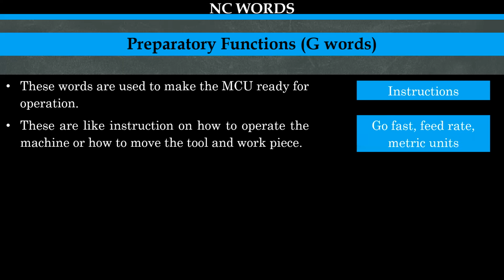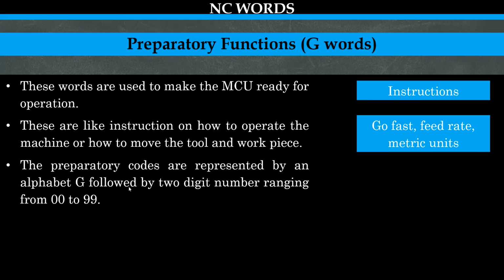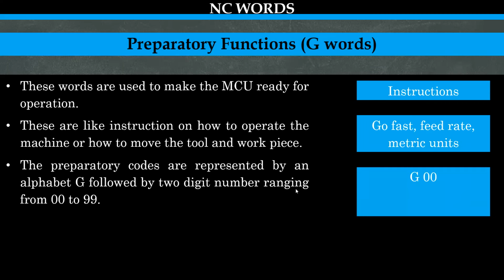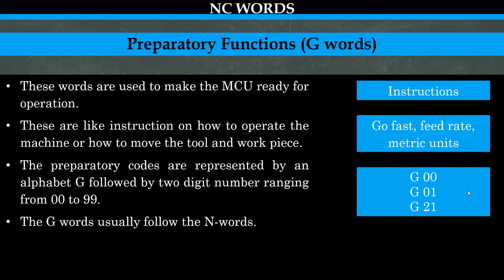Sample instructions are: giving instruction to the tool to go fast, telling the machine that the feed rate of the tool should be this much, and the G code will tell that the dimensions are in mm or inches. The preparatory codes are represented by an alphabet G followed by a two-digit number ranging from 00 to 99. For example, G00, G01, G21 are the G words.